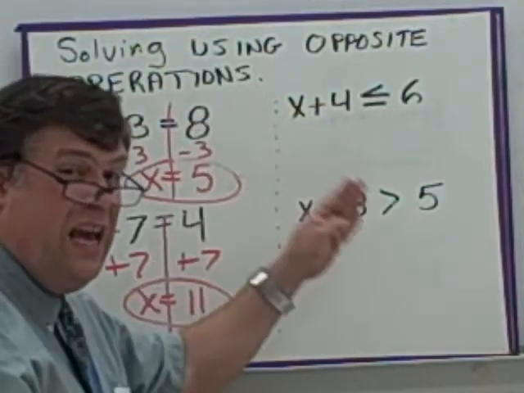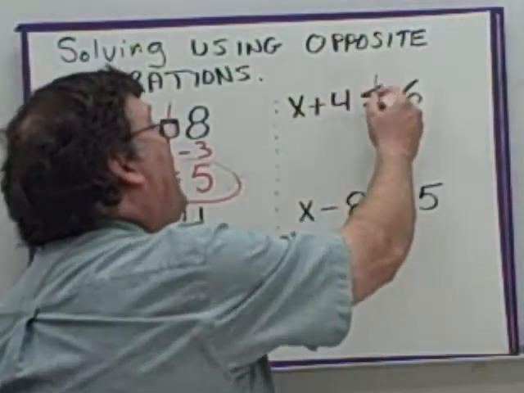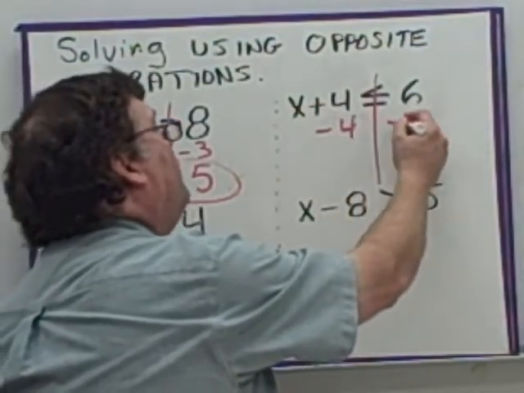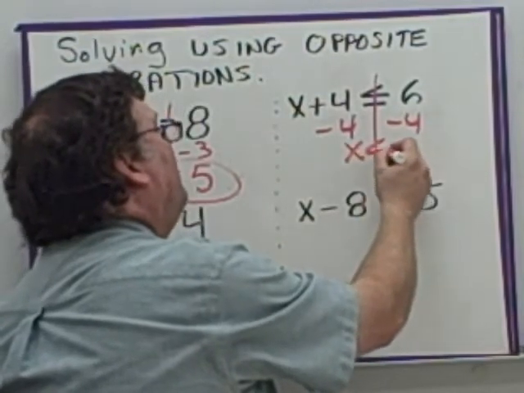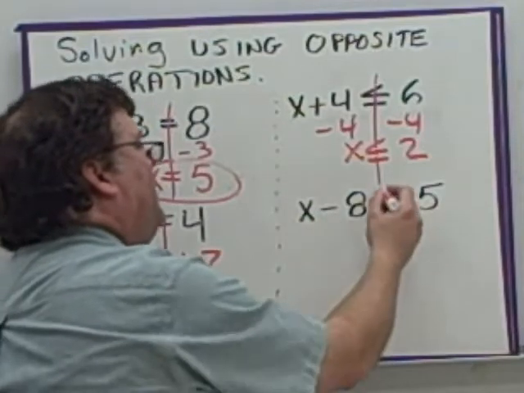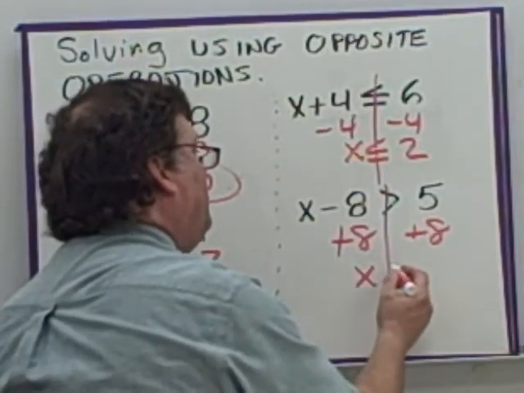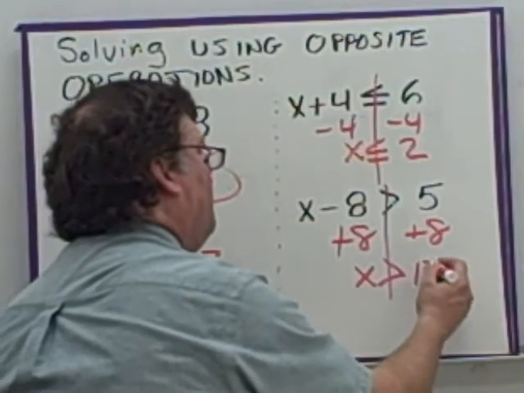You're going to do the same exact thing with inequalities. Instead of adding 4, I'm going to subtract 4 from both sides. And I'm going to get x is less than or equal to 2. Instead of subtracting 8, I'm going to add 8. And when I do that, I'm going to get x is greater than 13.